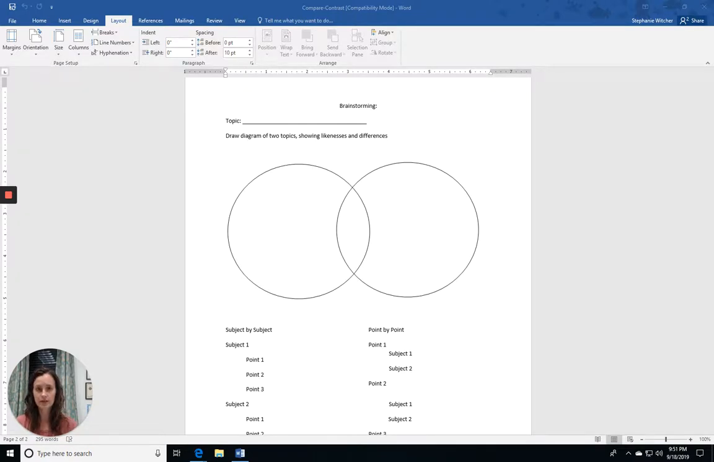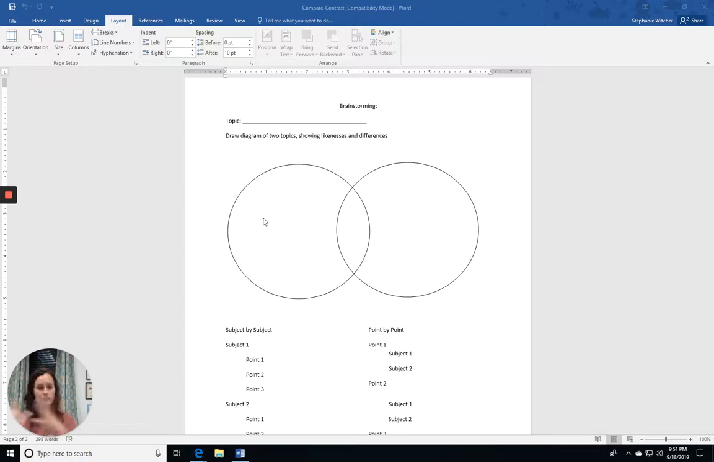There are two ways you can organize this paper. Of course, brainstorming. This is the typical way we brainstorm for compare contrast, is that we use the Venn diagram. So maybe over here, I talk about one of my subjects, and then over here I talk about the other subject. One thing you want to keep in mind is that this paper requires balance. So if I talk about cost over on this side under subject number 1, I also need to talk about cost over on this side.